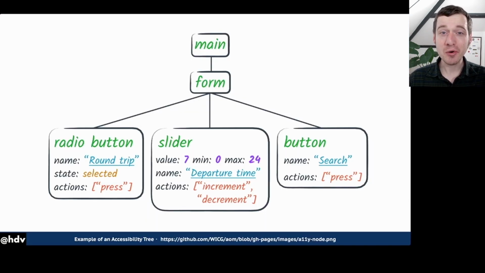So here's an example of an accessibility tree. It could be things like a slider that has the actions increment and decrement. The name is departure time, and the minimum is 0 and the maximum 24. It could be a search button that is called search, and it has as an action that you can press it. All these kinds of things exist in accessibility trees, and they get automatically generated based on what is available in the DOM.